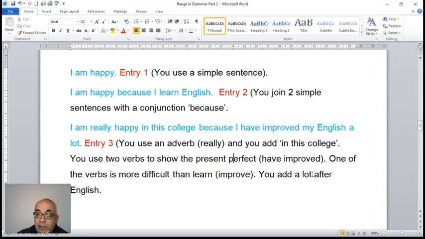Also, you add a lot after English. Can you see English, a lot? But in the other sentence, it is English, full stop. This is the difference in the range of sentences between entry 1, entry 2, and entry 3.